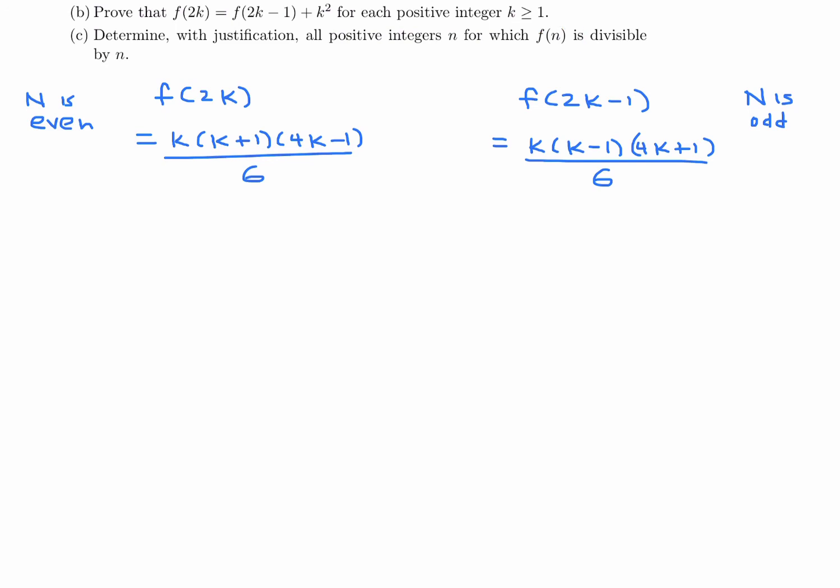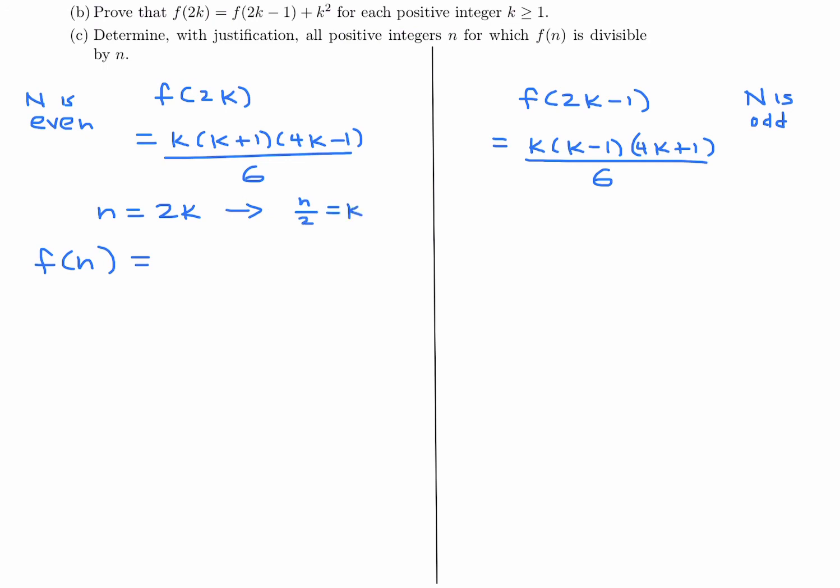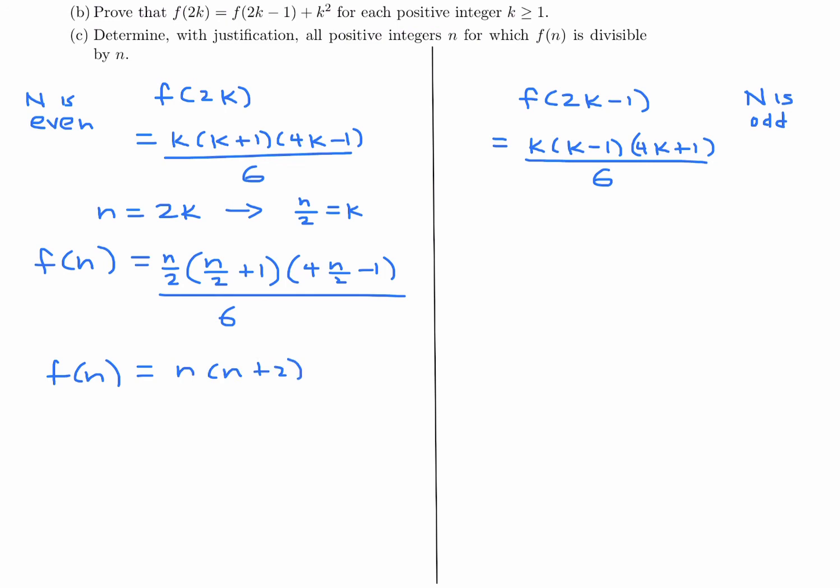But we are not interested in 2k, all that stuff. We want f at n. So for each of these, we have to put a value of n. For the first one, we let n equal 2k. So that means we will have f at n, and then put that in there. This gives me that n over 2 is equal to k. So wherever there's a k here, we've got to put n over 2. So I have n over 2 plus 1 times 4 times n over 2 minus 1, all over 6. And simplifying this whole thing, you will get n times n plus 2 times 2n minus 1 all over 24.